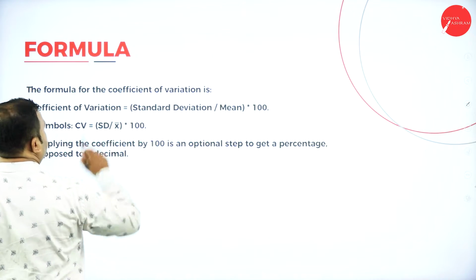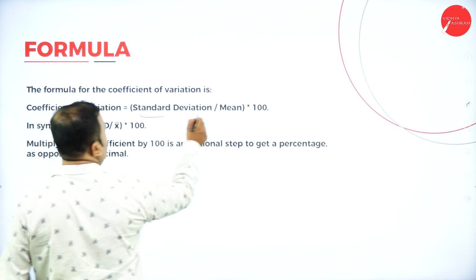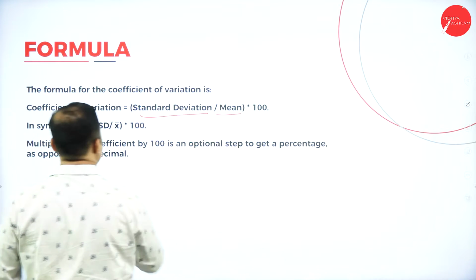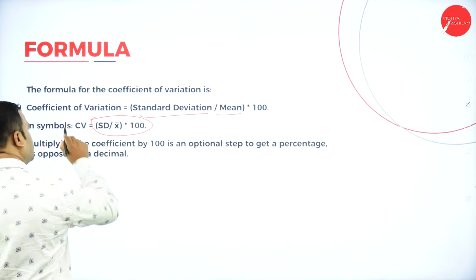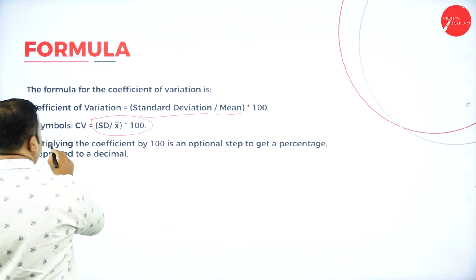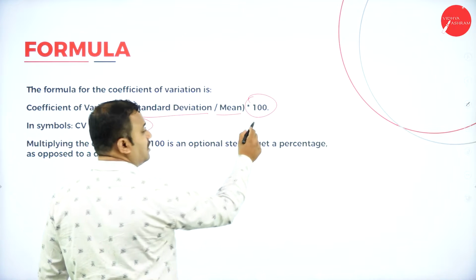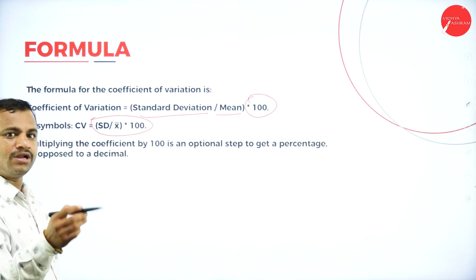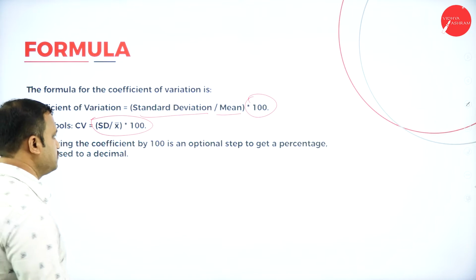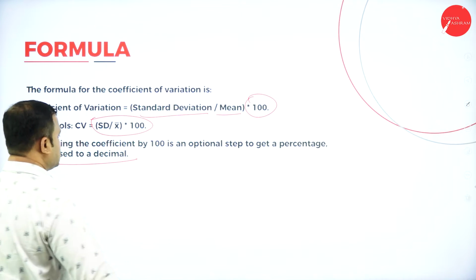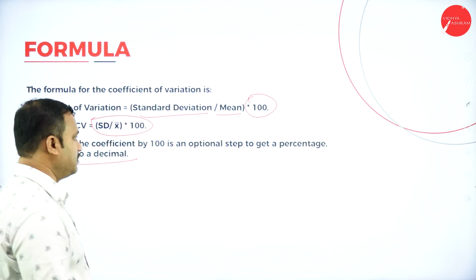The formula for coefficient of variation is standard deviation divided by mean into 100. That gives me the percentage of variation. Multiplying the coefficient by 100 is an optional step. That is the percentage. Instead of that, you can also represent it in the form of numbers, that is, in terms of decimals.